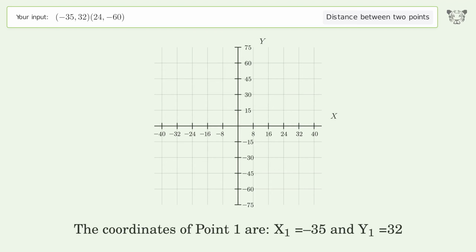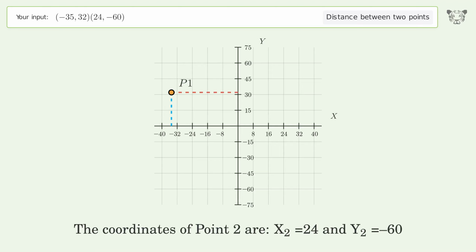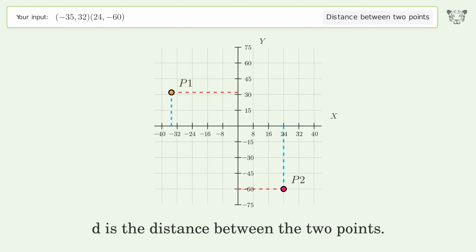The coordinates of point 1 are x1 equals -35 and y1 equals 32. The coordinates of point 2 are x2 equals 24 and y2 equals -60. D is the distance between the 2 points.